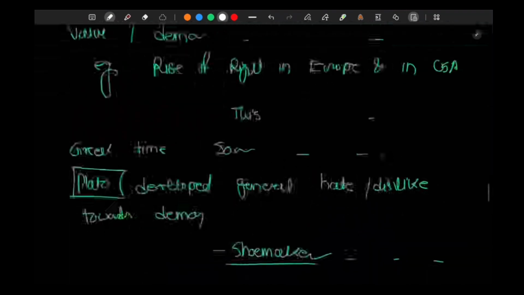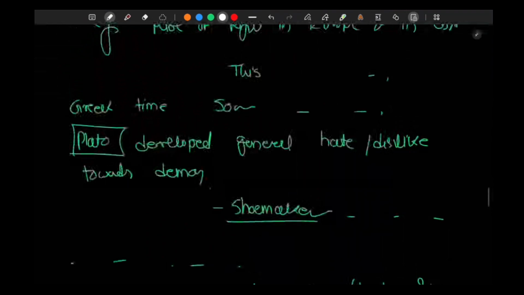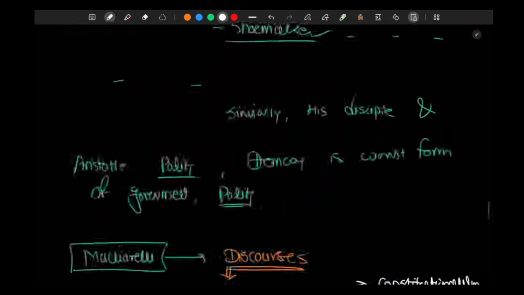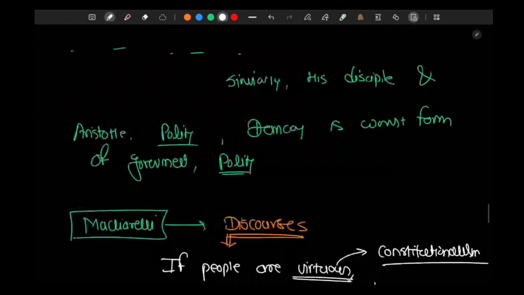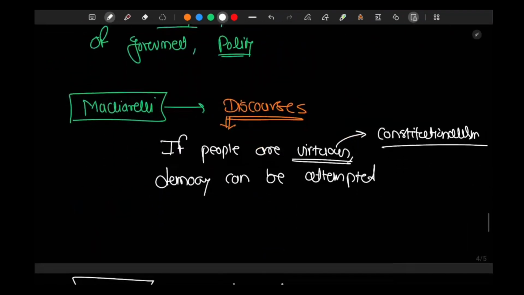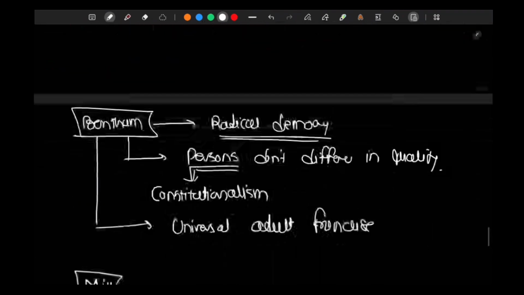Plato says democracy is bad. He discards democracy altogether, and he says democracy is the worst form of government. Aristotle, while accepting some form of democracy, being a scholar of the golden mean, says that democracy is worst, but another form of democracy, which is polity, is the best practicable. Machiavelli says in his book Discourses, we are not reading Prince but Discourses, that if people are virtuous, democracy can be attempted.